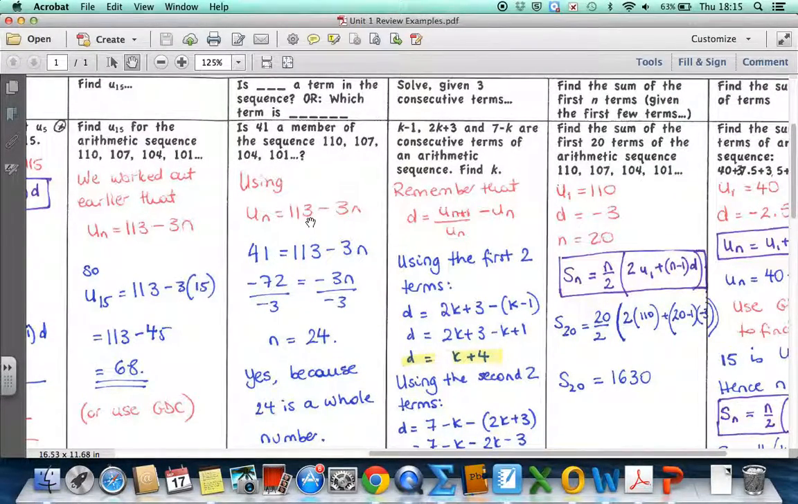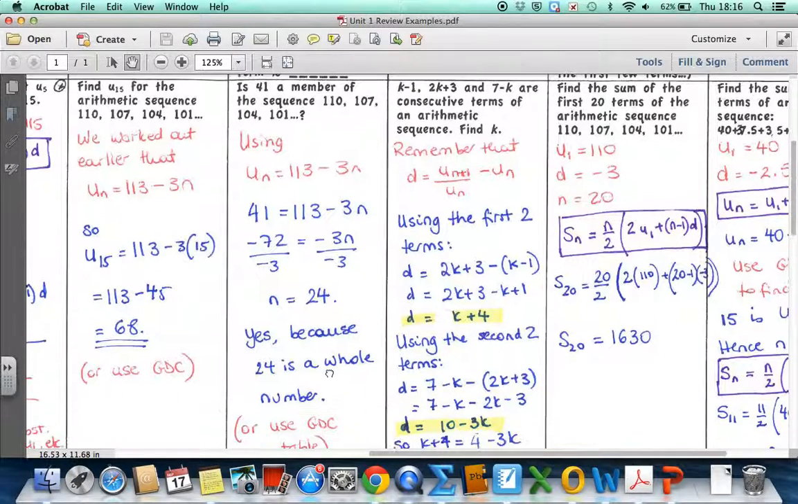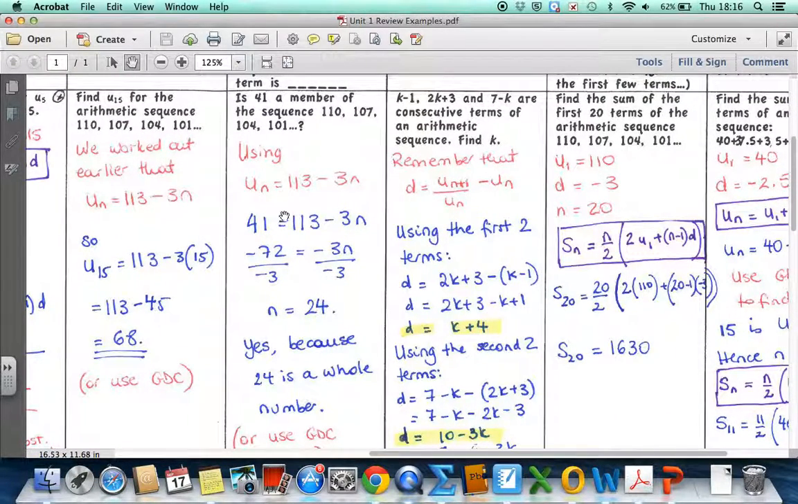This one now. So this time they're asking, is 41 a member of the sequence? Well, if it is a member of the sequence, then I should be able to find n for it. It should be able to fit into the formula for the sequence, for the terms. So I've written 41 equals that. Solve the equation, and yes, we get a whole number. That means that 41 would appear on the list. It would be term number 24. Again, you could use the GDC to show that.